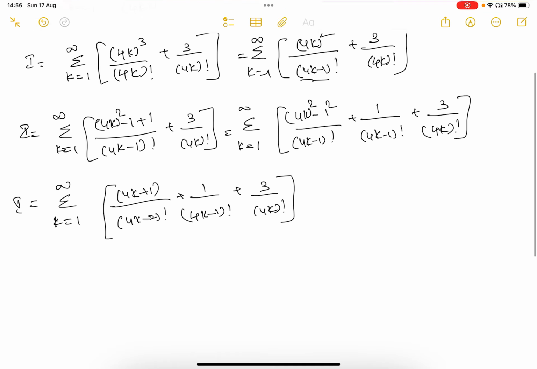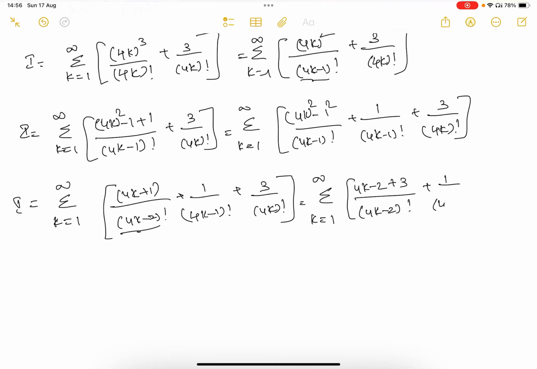So now you can see the denominator of the first part is 4k minus 2. So summation k equal to 1 to infinity. Now what will you do? 4k minus 2. As there is a plus 1 in the numerator, you must add plus 3 by (4k minus 2)! plus 1 by (4k minus 1)! plus 3 by (4k)!. So I is summation k equal to 1 to infinity.